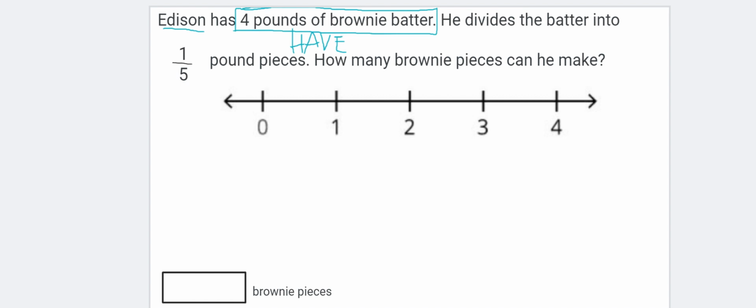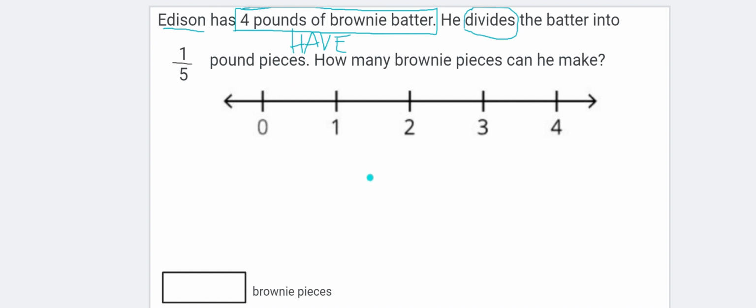And I also see that there's another key word here. What word do you see that tells me the operation when you look in this word problem? That's right. It actually says the word divides. He has 4 pounds, that's what he has, and he's dividing it into 1/5 pound pieces. So we want to know how many brownie pieces he can make.